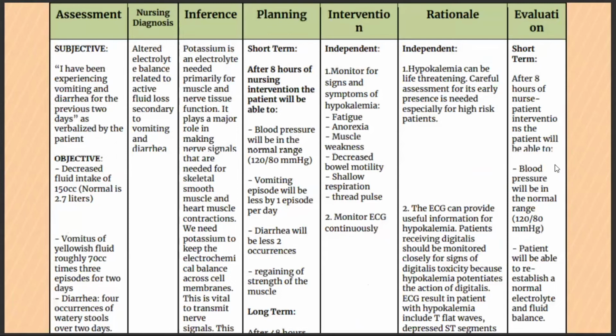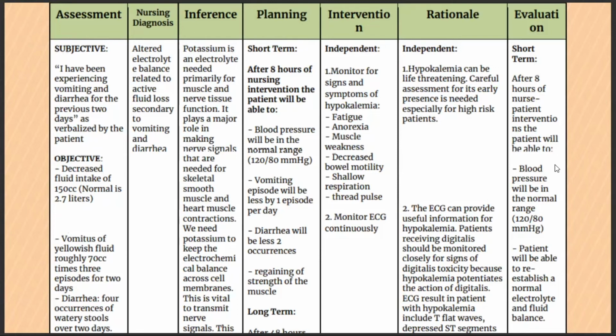So in the nursing diagnosis, it is altered electrolyte balance related to active fluid loss secondary to vomiting and diarrhea. In the inference, potassium is an electrolyte needed primarily for muscle and nerve tissue function. It plays a major role in making nerve signals that are needed for skeletal, smooth muscle and heart muscle contractions.